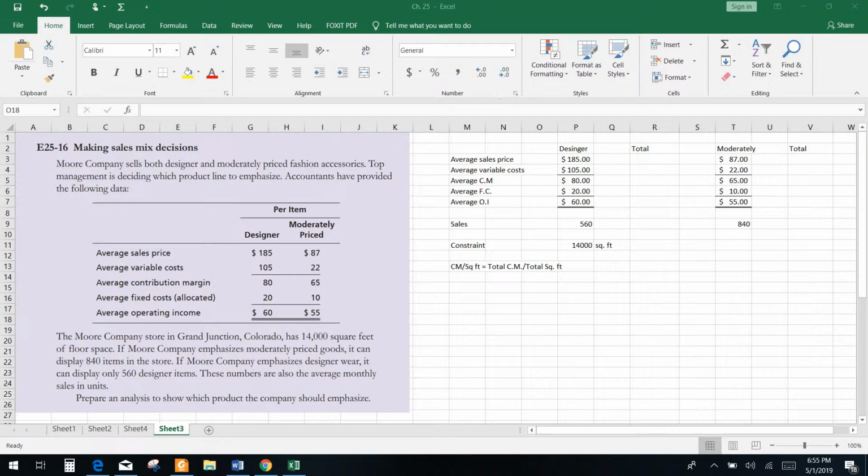Hey guys, I'm going to solve example 2516 from the book. It's making sales mix decisions. We briefly touched on this in class, and it's a little bit more complicated than some of the other questions that we answered. So if you don't have a firm grasp on the other topics, I would suggest Xing out this video and watching the other topics and spending more time studying those.